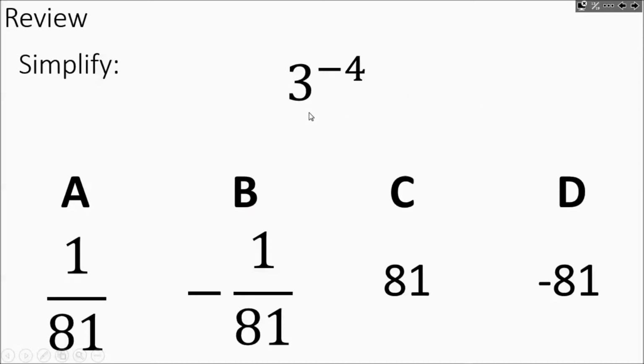3 to the negative fourth. Okay. This is another one where automatically if you see a negative exponent, it's going to be 1 over something. This is for base 3. Base 10, there's some different tricks you can use, but this is a base 3 exponent. You're going to go 1 over, and then whatever 3 to the fourth works out to. A negative exponent does not make an answer negative. So it's going to be A.